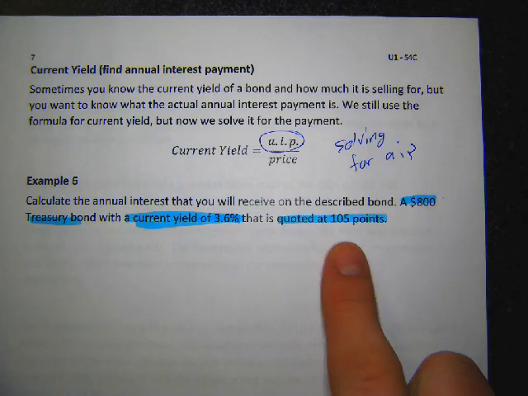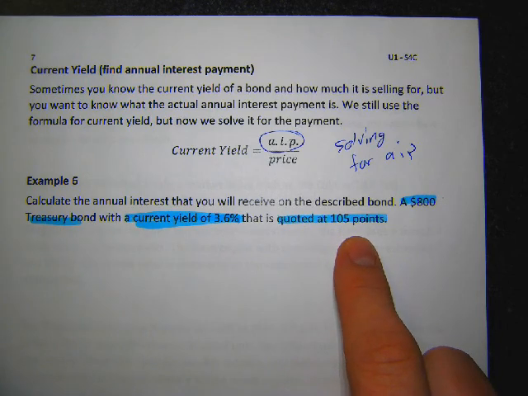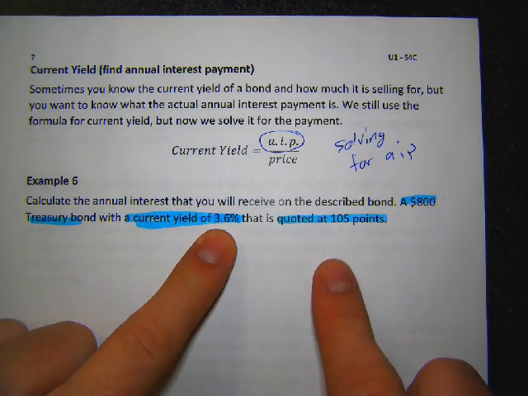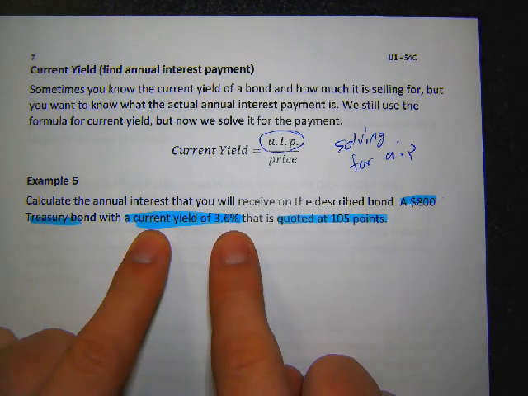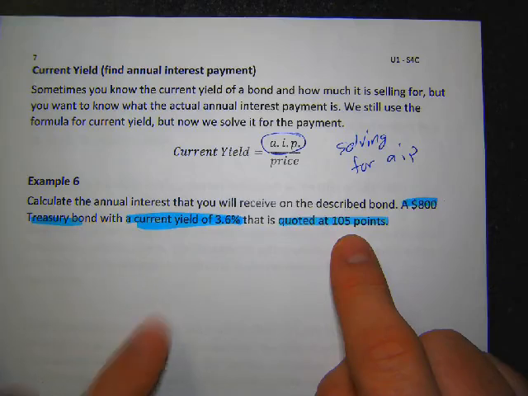So if you get a number that's below 100, it's on sale, and it's going to be a better deal. If it's above 100, it's actually a little overpriced. It's priced higher than it originally was, and so you actually have to pay a little bit extra for it. So like in this case, 3.6% current yield is going to be a little bit lower than the coupon rate because this bond is actually being overpriced.